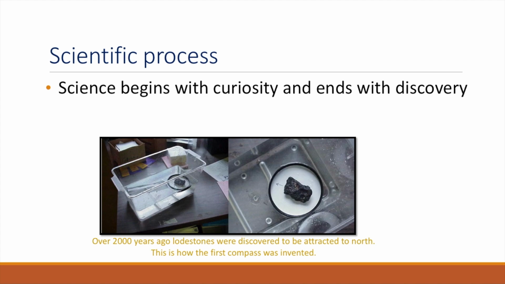In this picture here, this is a picture of a stone called a lodestone. About 2,000 years ago, they discovered that the lodestone is attracted to the north. That's because the lodestone has magnetic minerals in it, and our poles are magnetic, so it would be attracted to the north. So they used the stone in the compasses when they first invented the compass. Go ahead and pause if you need to. Restart when you're ready.